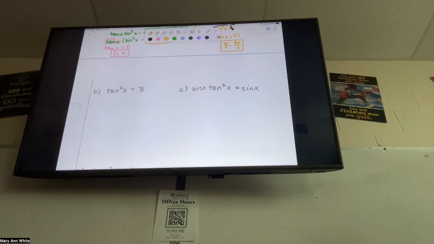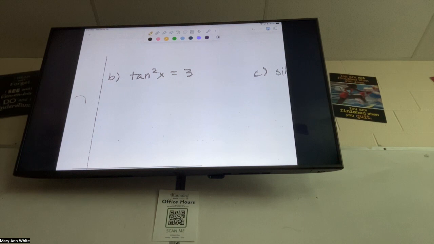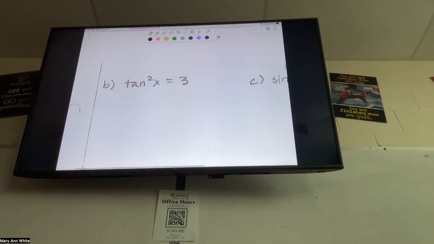Okay, so let's look at letter B. On this one, I don't necessarily need to move everything to one side to equal 0, because I only have one trig function here. Could we just simplify this? How do I solve for tan to get that by itself? We're gonna square root both sides. So I get tan of x equals plus or minus square root of 3.